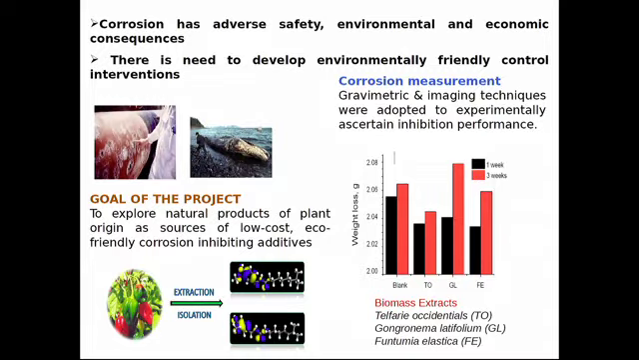Corrosion is destructive to metallic parts and structures. The cost of cleaning up corrosion is also very expensive. Here you can see a pipeline being corroded, and this is an oil spill, so the cost of cleaning the oil spill is expensive. Most of the anti-corrosion additives used are toxic and expensive. Hence, there is a need for us to develop a new class of anti-corrosion additives which is non-toxic and inexpensive. So that's why we looked at natural products of plant origin as a source of low-cost, eco-friendly inhibiting additives.